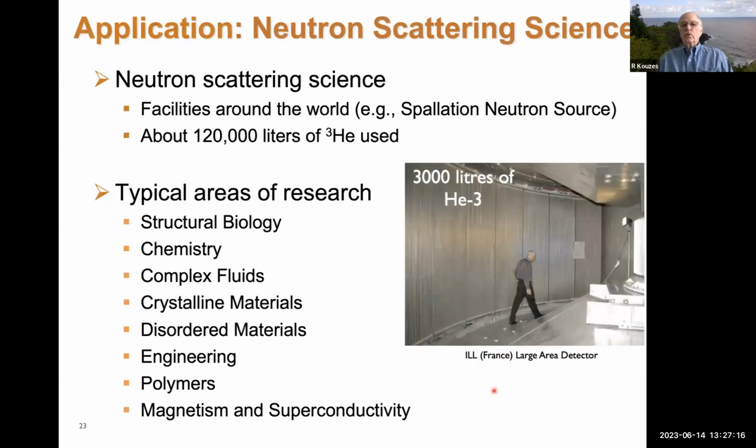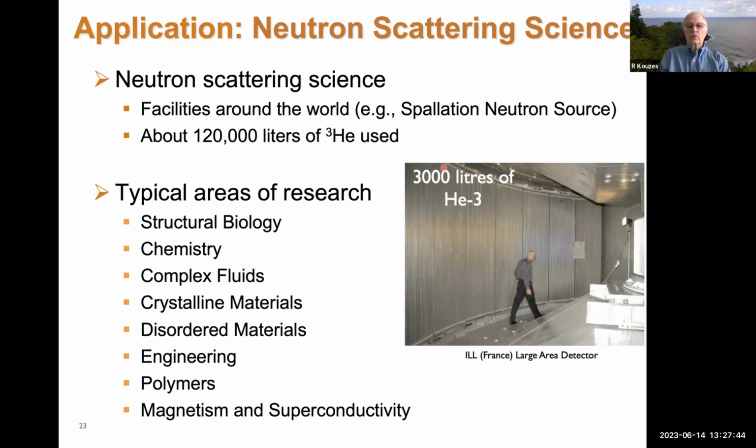Another application is for neutron scattering science. This is used for both basic science and for applications. An example is the spallation neutron source, which is located at Oak Ridge National Lab in Tennessee. They have over 120,000 liters of helium-3 used at that facility. They have a number of detection systems. I show here in this picture a detection system that's actually at the ILL in France.